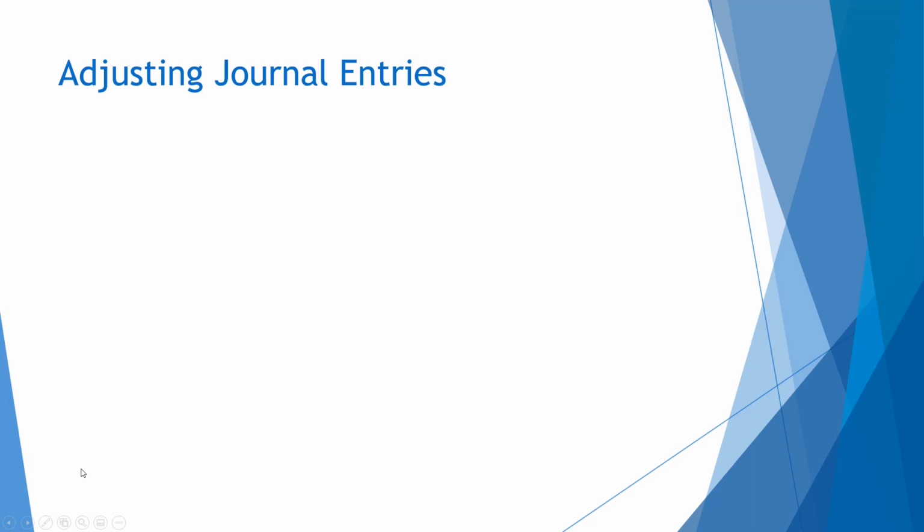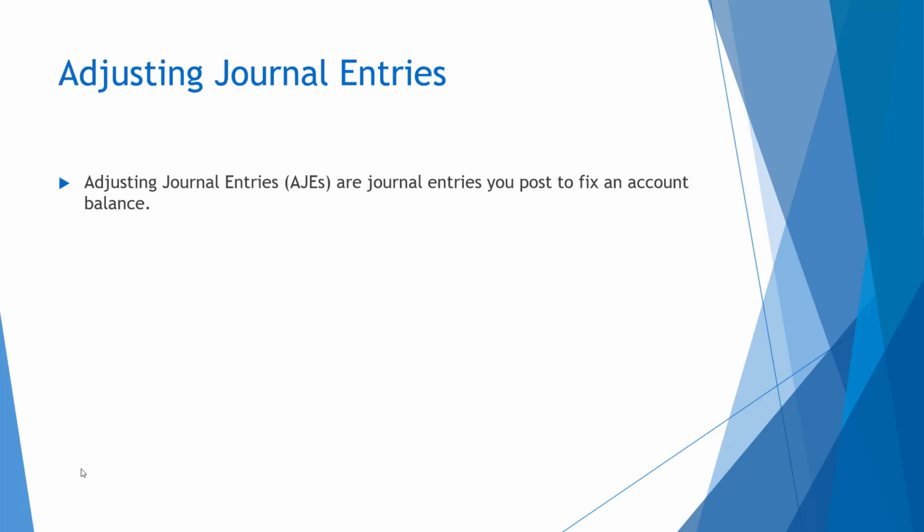Now, adjusting journal entries. Remember, we just talked about general journal entries. Now we're going to go through adjusting journal entries. Adjusting journal entries are journal entries you post to fix an account balance. Think about that. We're posting something to fix it, not to record the transaction. We've already had a transaction recorded there, but we notice the account balance isn't right, so we need to fix that account balance.